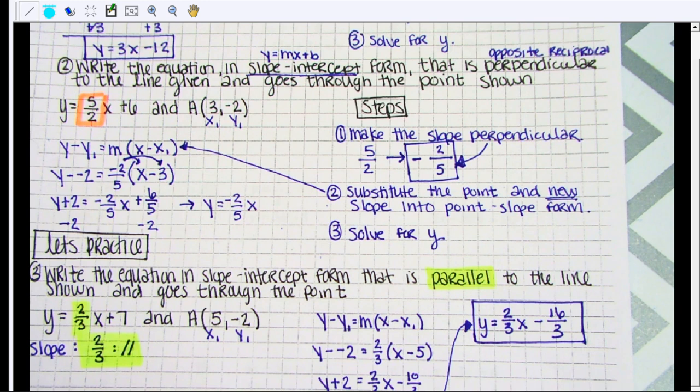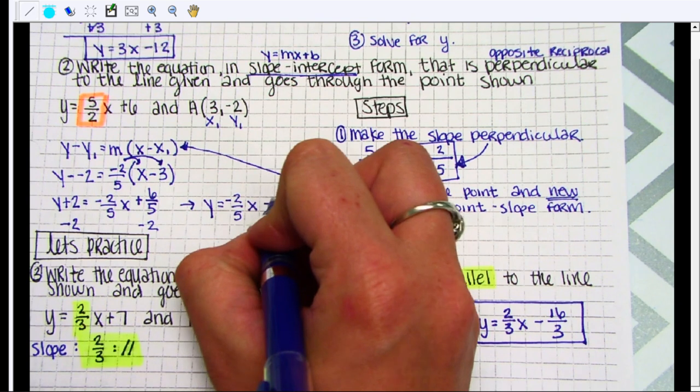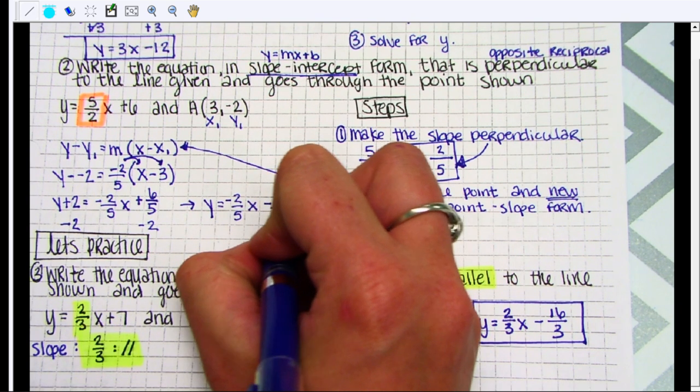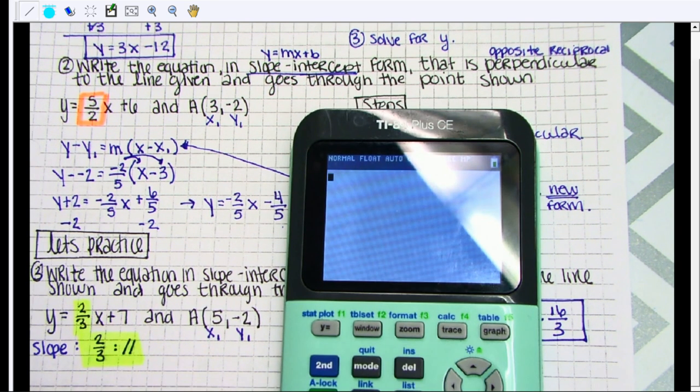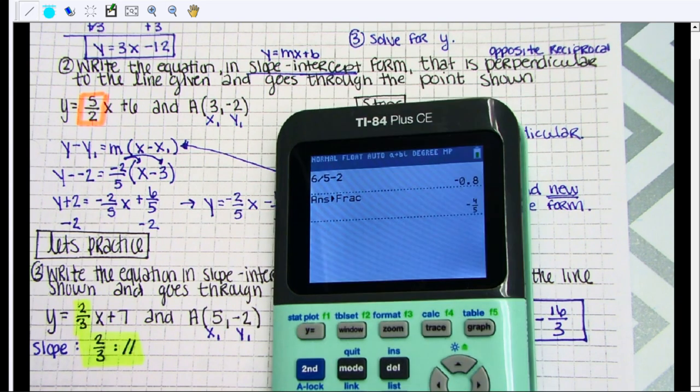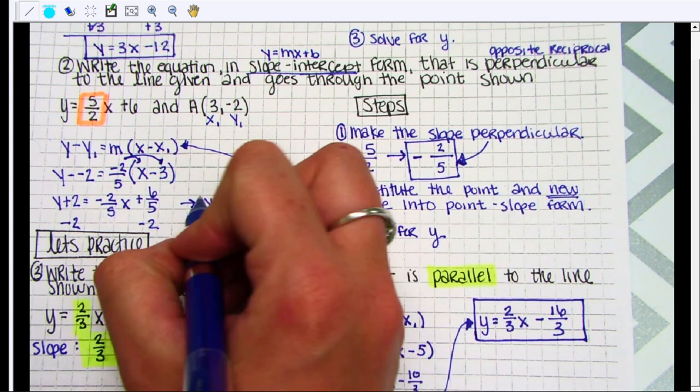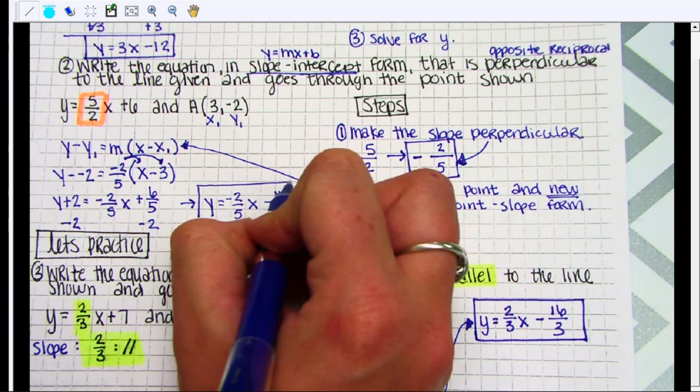What is 6 over 5 minus 2? No. Negative 3? Have you typed this into your calculators? I got negative 4 over 5. Negative 4 over 5. All I gotta do is 6 over 5 minus 2. Enter. I get negative 4 over 5. We good? Whew, that was rough.